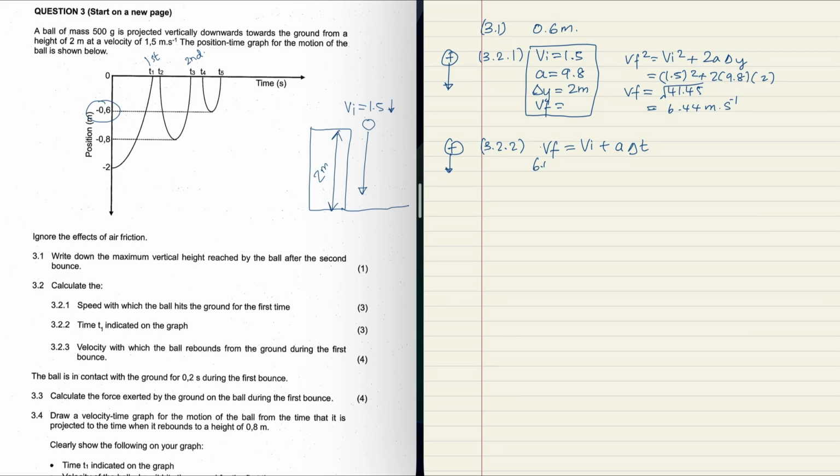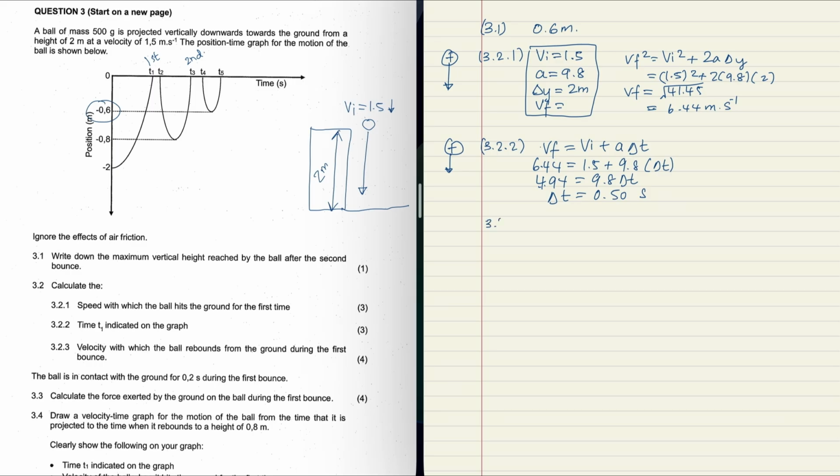So 6.44 is equal to 1.5 plus 9.8 times delta T. We can then simplify, take the 1.5 across. You'll get 4.94 is equal to 9.8 delta T. Delta T is therefore going to equal 0.50 seconds.